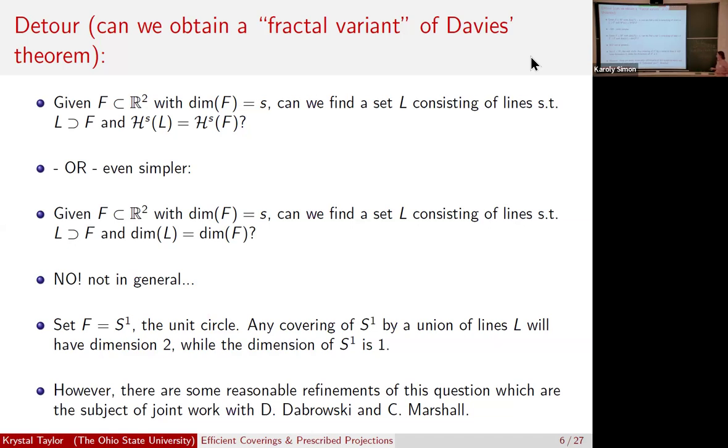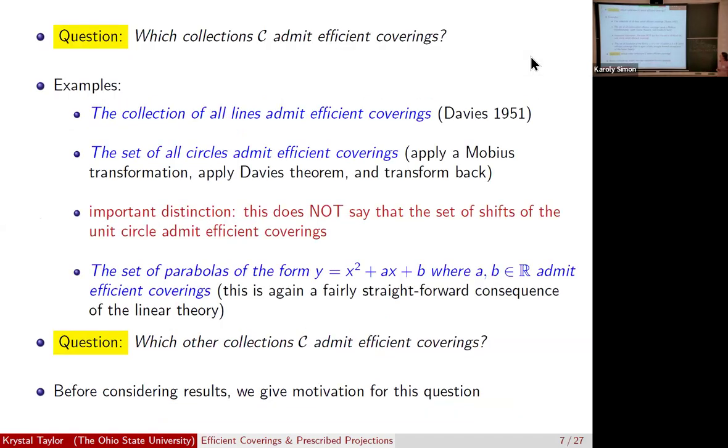Okay. However, there are some reasonable refinements, and this is joint work that I hope I'll have a chance to tell you about another time. Okay. So back to our question, let's look at some examples. All of these examples are actually just immediate applications of Davies' theorem, so immediate applications of the linear setting. So how far can we push the linear theory?